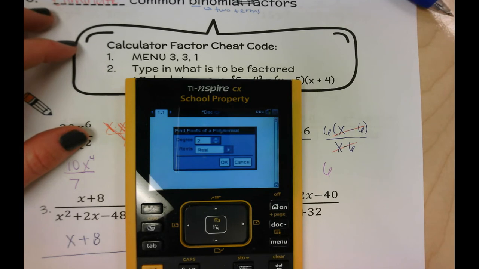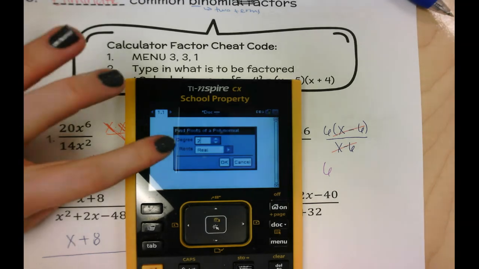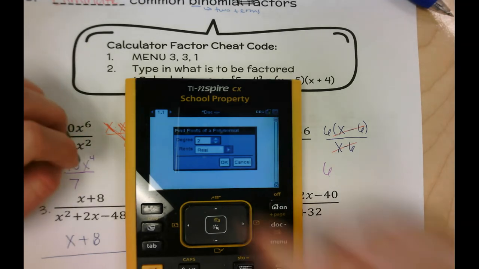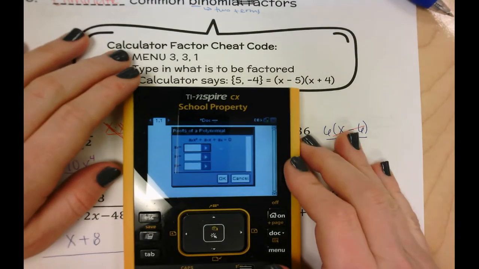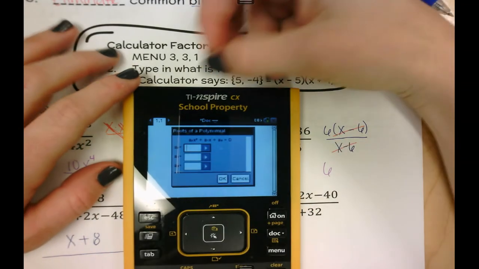The roots are the same thing as zeros, which is the same thing as factoring. So we're going to have degree of 2, and we want real. So hit enter, and then you see this pop up. And it's hard to see on my screen. Hope you guys can see it better.